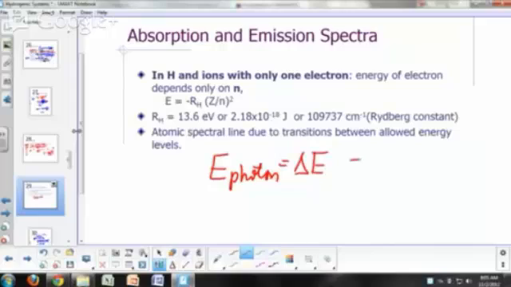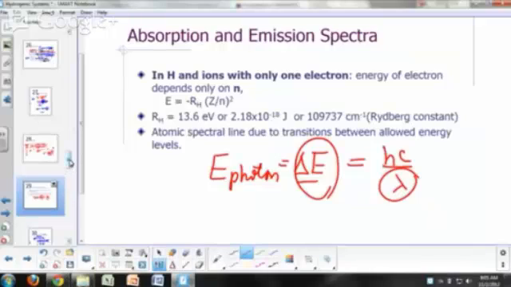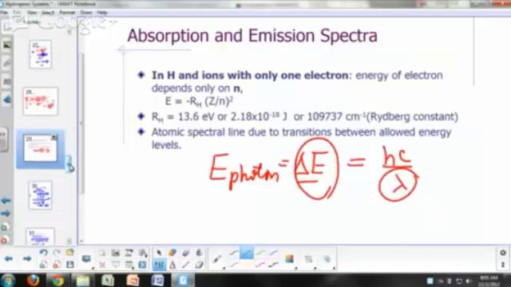Okay, so the difference between allowed energy levels, delta E, would be hc over lambda. Since not every possible value of delta E is possible, not every value of lambda can be observed. So there's only specific wavelengths that you can observe in your emission or absorption spectrum.